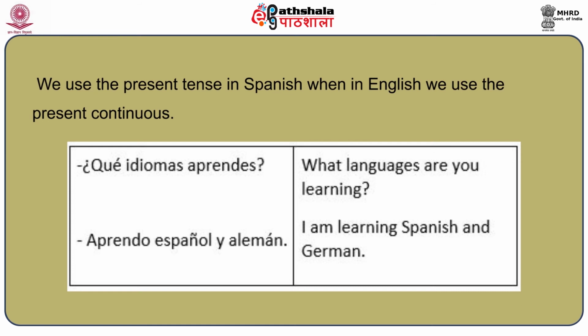Now let's look at some more verbs in this category. They are aprender, which means to learn, leer, which means to read, and beber, which means to drink. So these verbs also will follow the same pattern we have seen in the conjugation of the verb comer. To have a look at the conjugations of these verbs, you can refer back to the e-text.